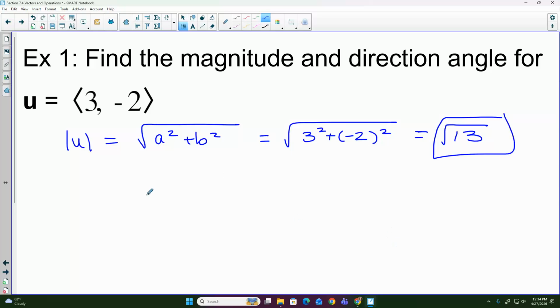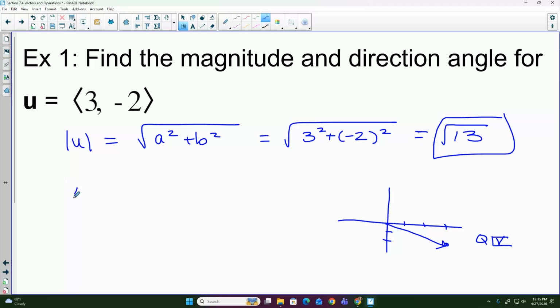Direction. That's finding the angle. You could think about this first. What quadrant would this end in? We're talking about 3, -2. That's quadrant 4. Okay, that's going to be helpful for me when I try to find my angle.